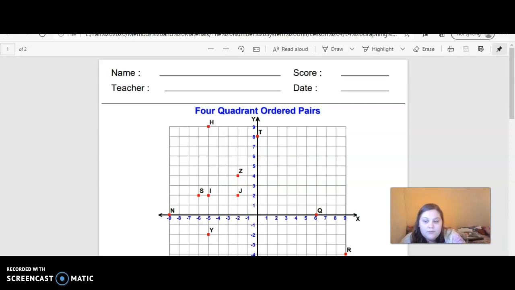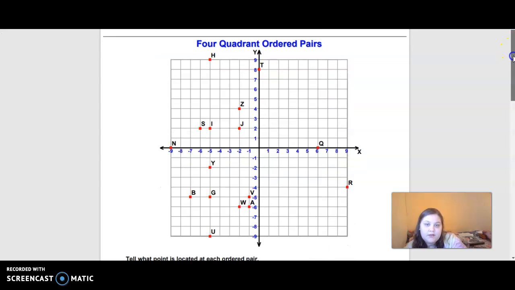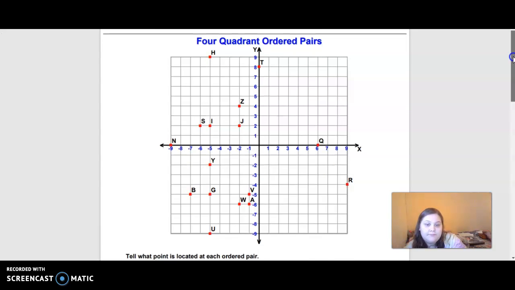Alright, now that we have watched the video, it gave you a little bit better of a visual of what everything's going to look like on a coordinate grid. We're going to start with a packet. So for page 1 of the packet, you're going to find that I have a 4 coordinate ordered pairs worksheet.